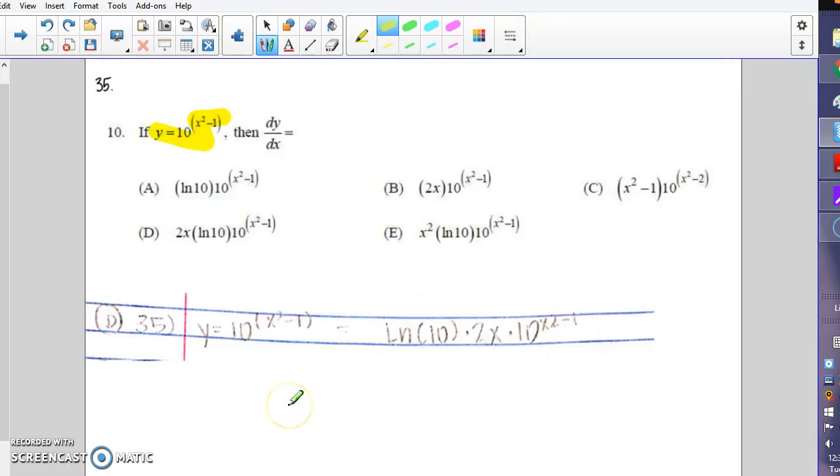Take the derivative. So you got to know your derivatives basically. Just don't forget your chain rule. It's kind of hanging out there, and that's where that 2x came from. So this is one we don't see a lot, but this is the derivative when you have a base other than e.